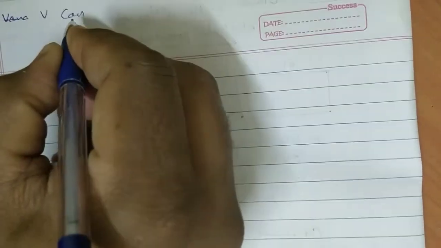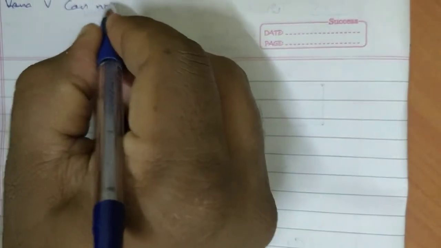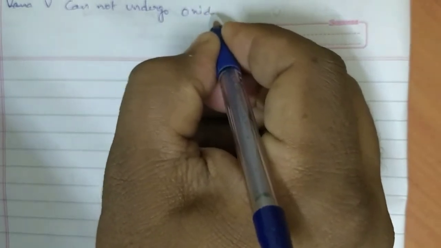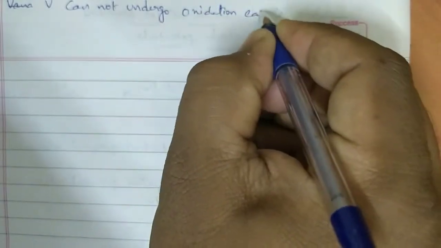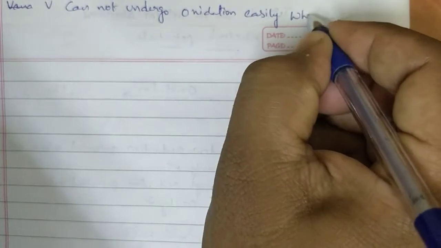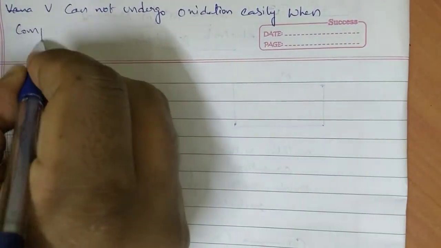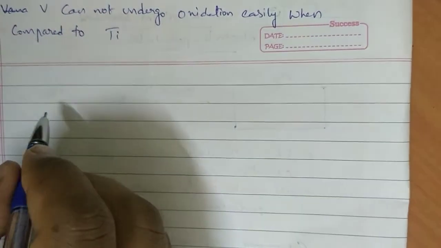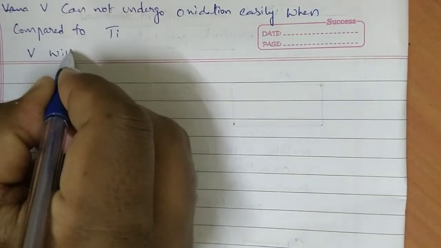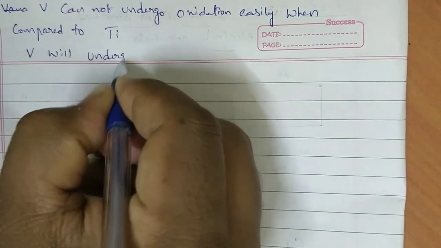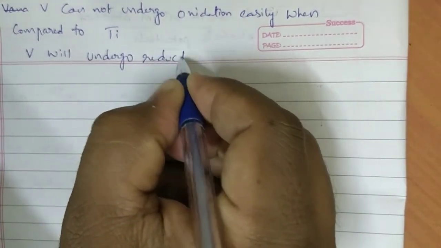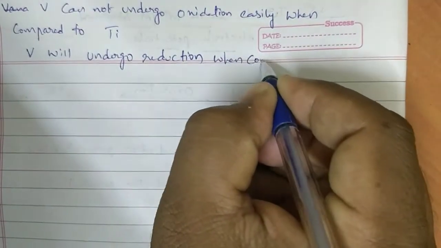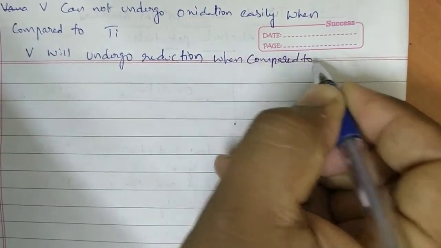Vanadium cannot undergo oxidation easily when compared to titanium, meaning vanadium will undergo reduction when compared to titanium.